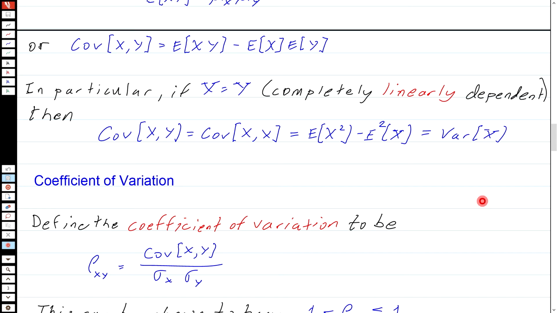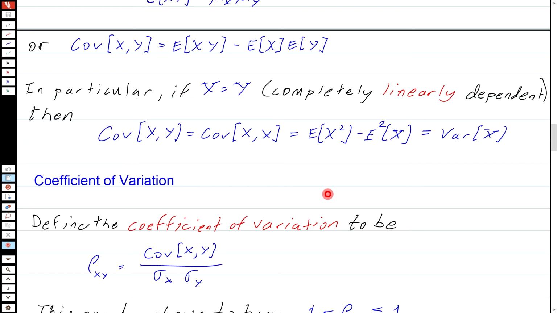I see I've got a mistake here. This is actually the correlation coefficient. Let me just write that down. Correlation coefficient. I need to correct this. The coefficient of variation, of course, is just sigma over mu.